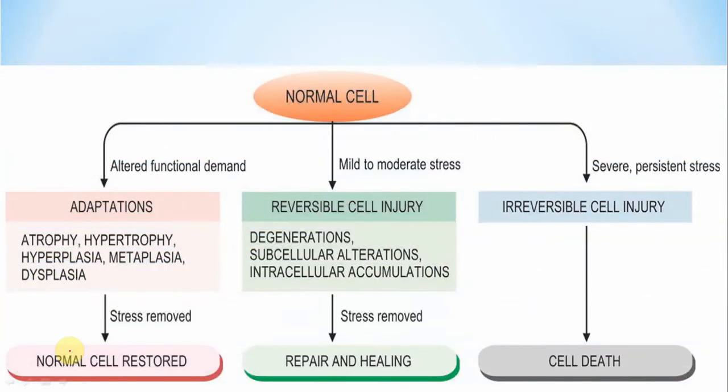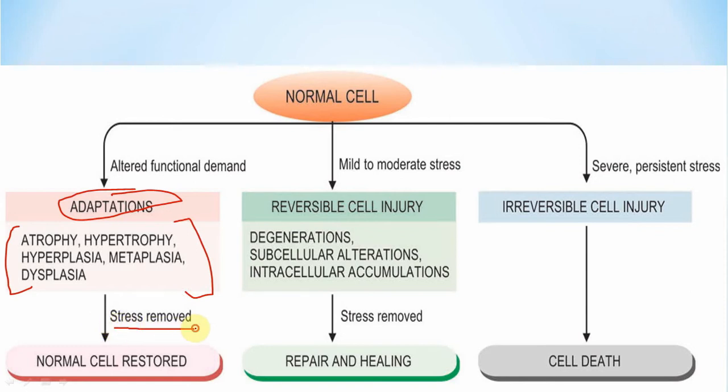Cellular response to cell injury. When a normal cell undergoes stress, there are three consequences that can occur. One is by alteration of functional demand. In this, the cell adapts to that particular stress in various ways such as atrophy, hypertrophy, hyperplasia, metaplasia or dysplasia. But when the stresses are removed, restoration of the normal cell occurs.